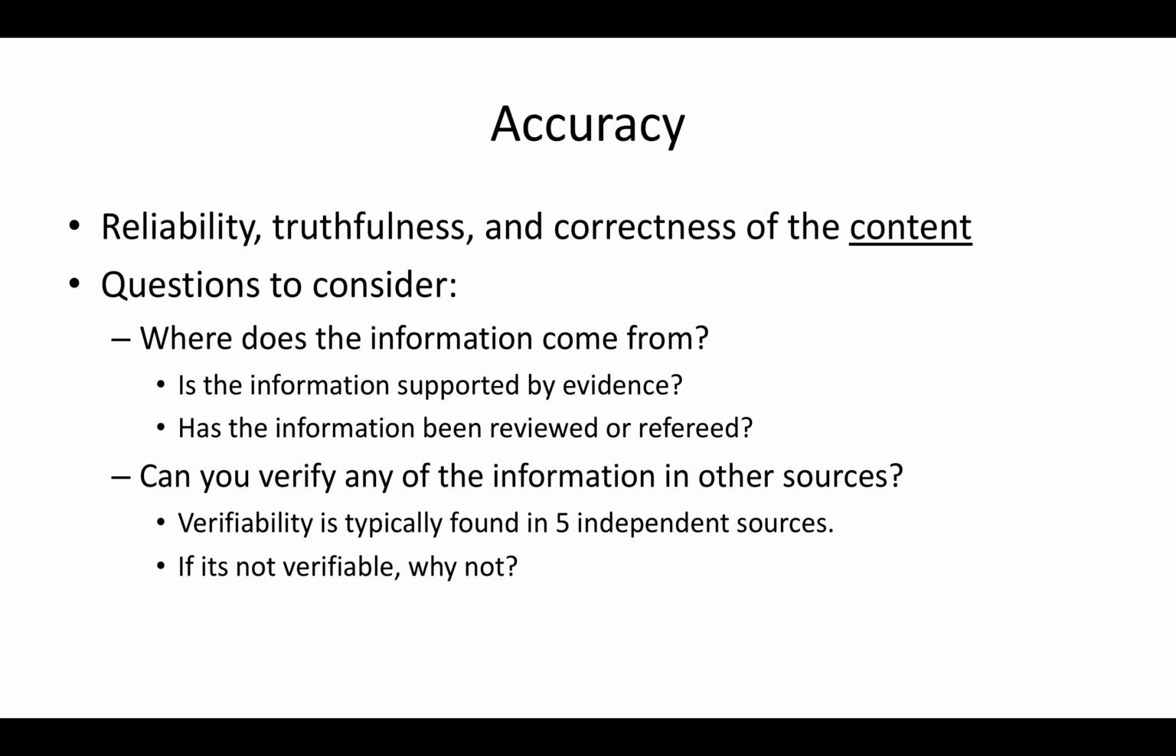The accuracy is the truthfulness of the content. So we're talking about the content at this point. We're talking about looking at, after you've read it, how accurate is that information. And so what you're also looking at is, notice here, verifiability is typically in 5 other sources. So you not only have this source saying it, but those sources aren't linked to each other, and you have other sources saying the same thing. That then makes the information verifiable. And typically 5 sources is what most people go by.